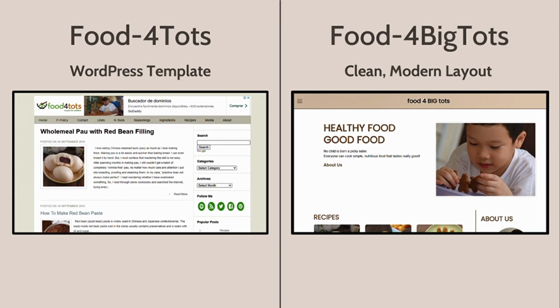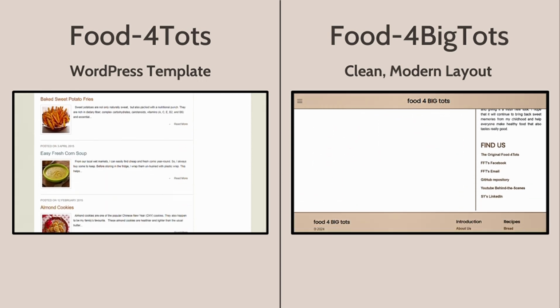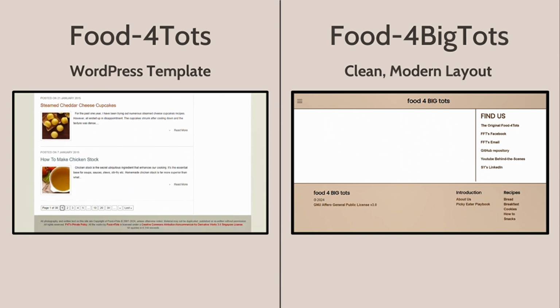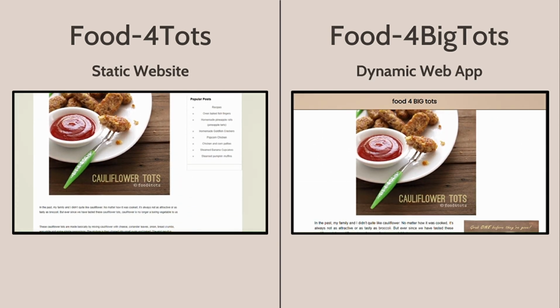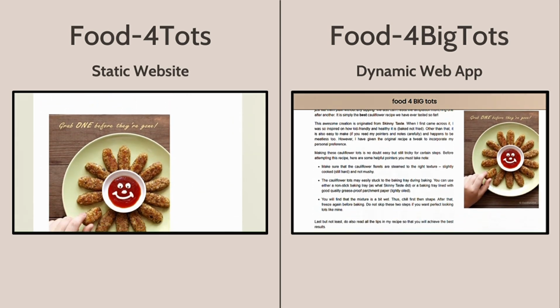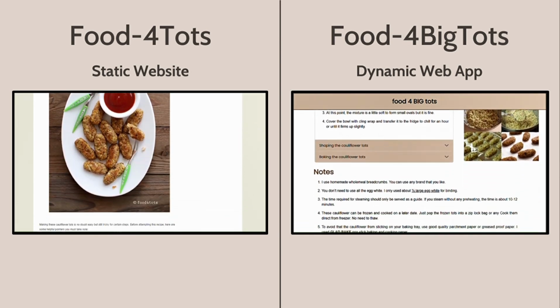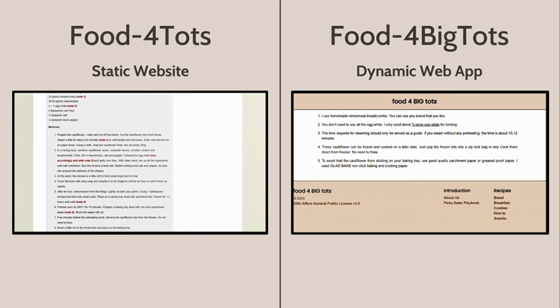The original Food-for-Tots is built on a clunky, rudimental WordPress template. It is also covered with advertisements that often disrupt the layout and user experience. I wanted the new blog to have all the old favorites, no advertisements, and a clean, modern layout. Furthermore, the original blog is a static website, and all the content is hard-coded. I wanted the new blog to be a dynamic web app, designed to be scalable and flexible.